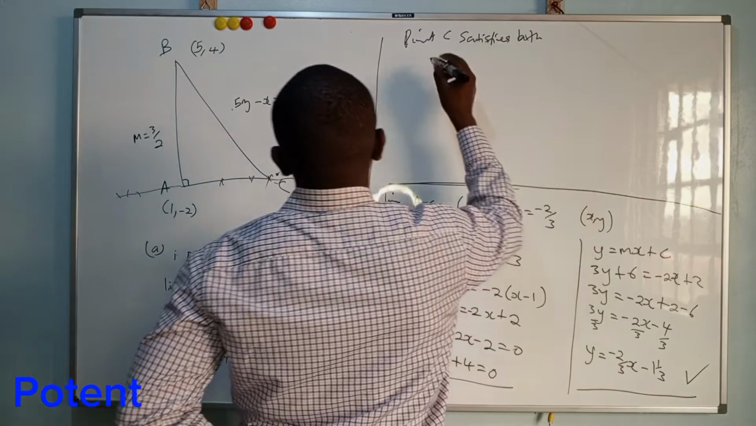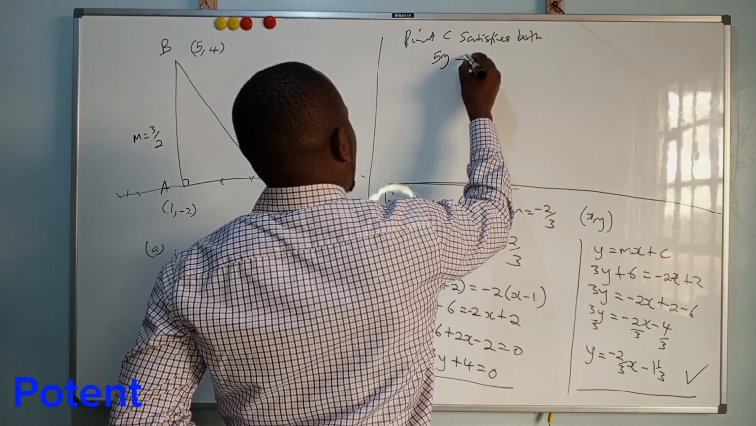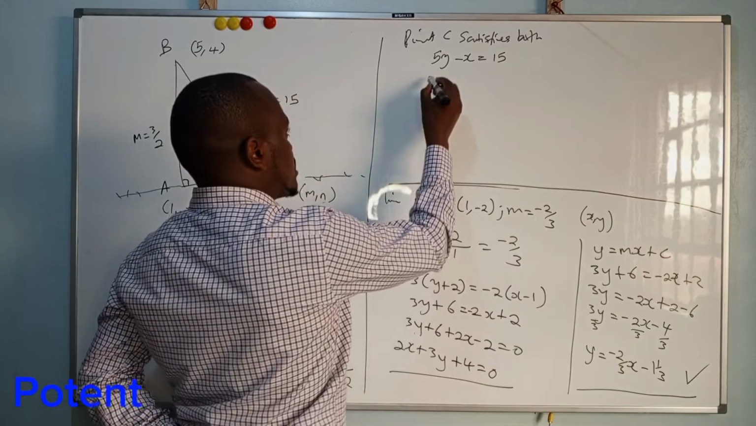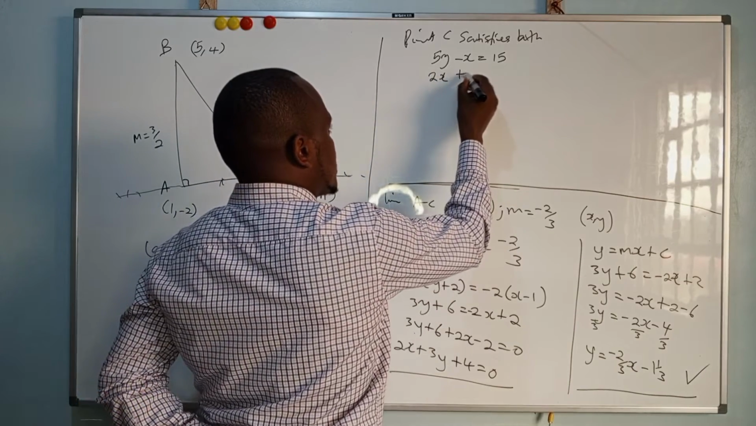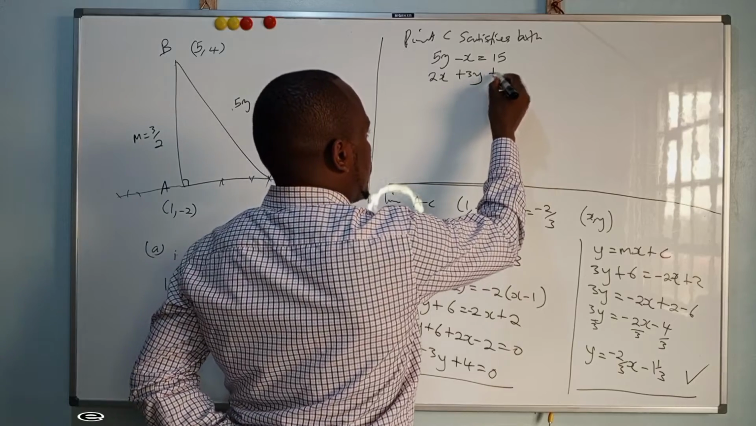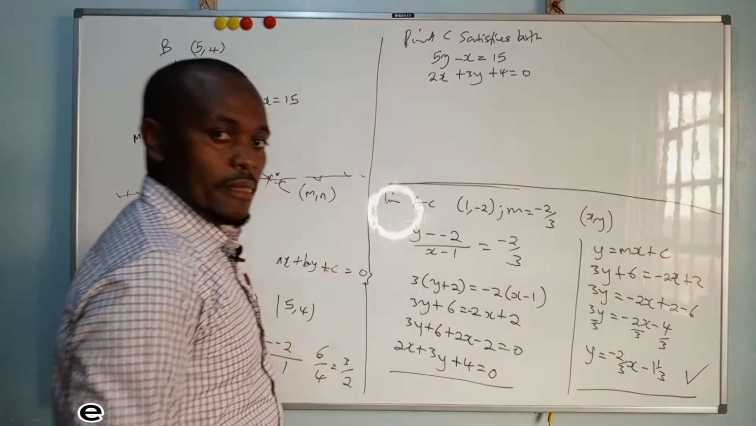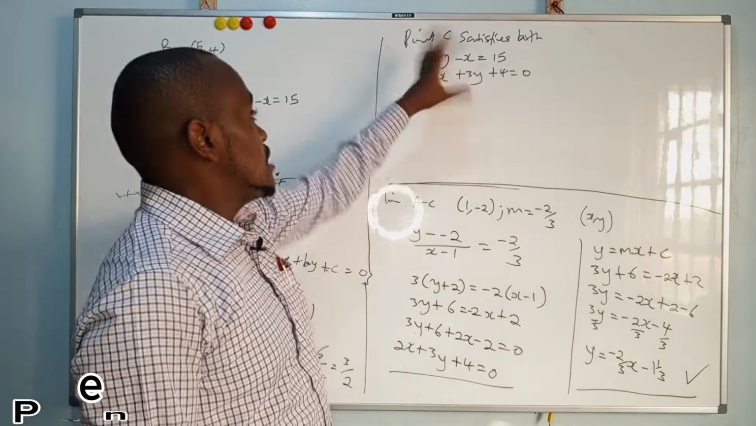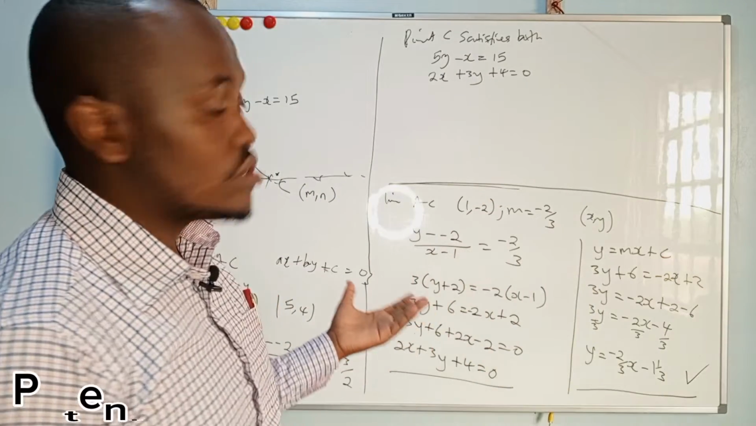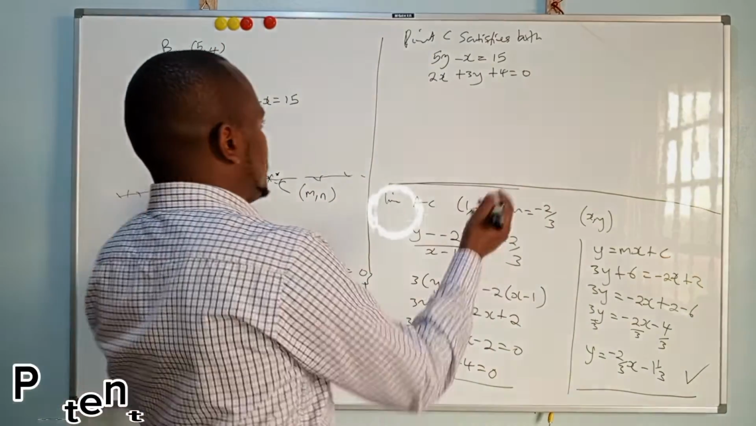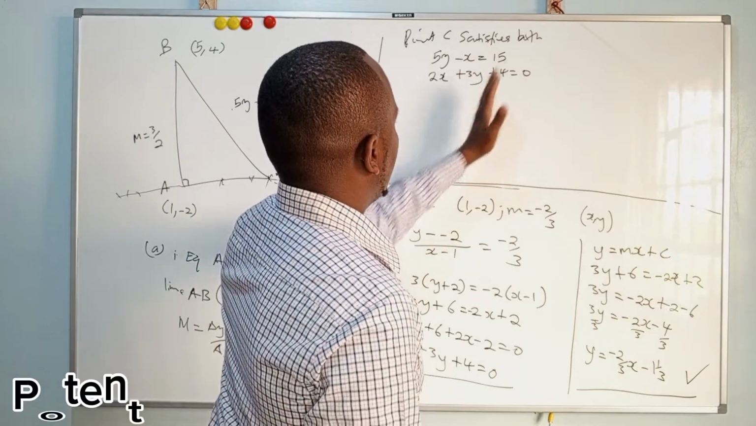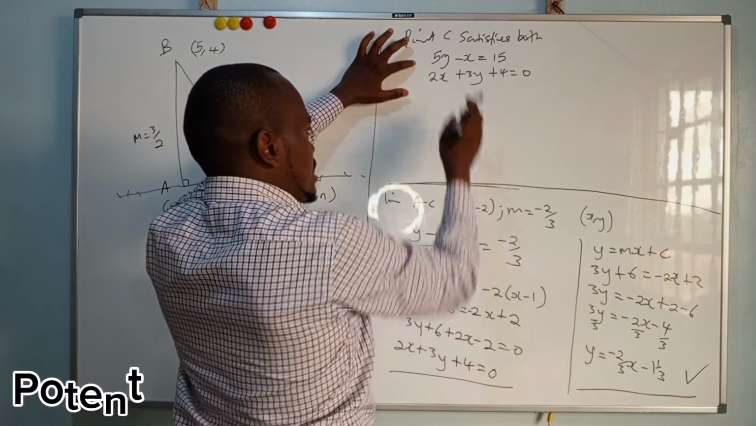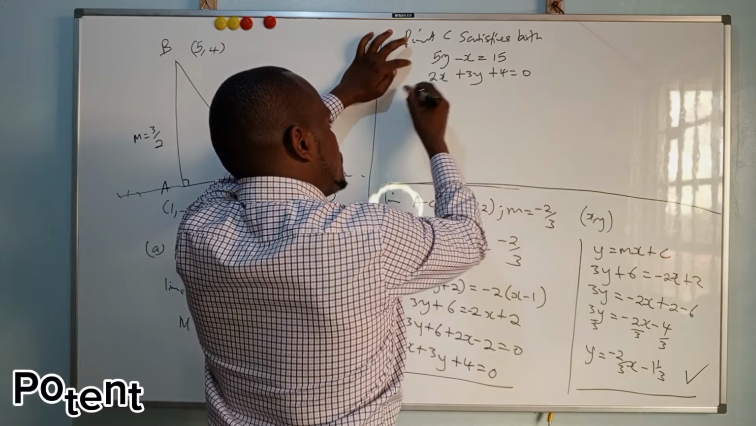In other words, point C satisfies both equations: 5y minus x equals 15, and 2x plus 3y plus 4 equals 0. So with this point, you are supposed to solve simultaneous equations. You can rewrite them in a way that it is easy to solve. We are used to having x, then y, then the equal sign, and the other digits. So even this one, you can write starting with y, but let us rewrite it the way we are used to.